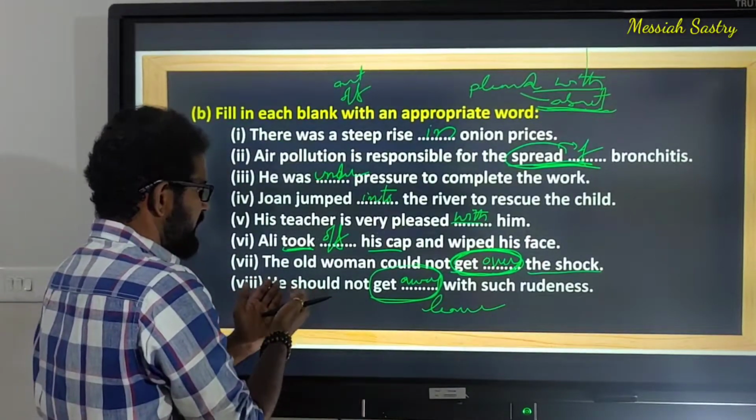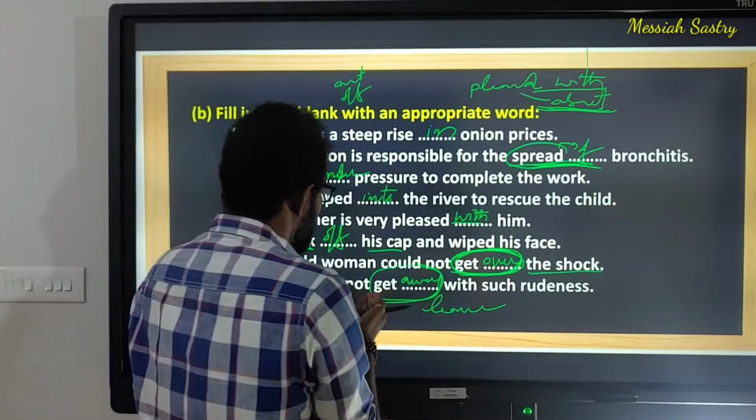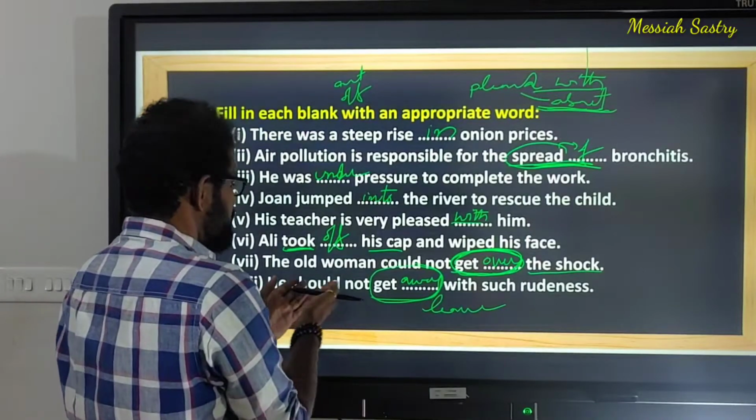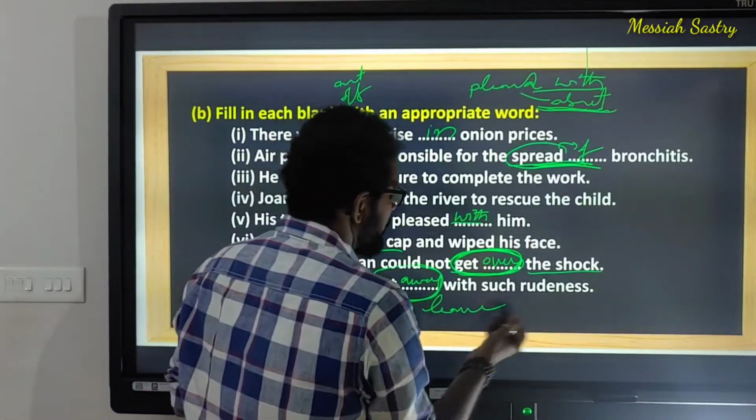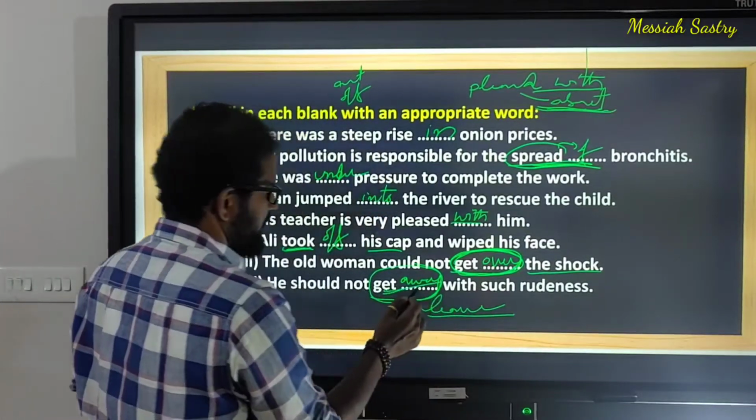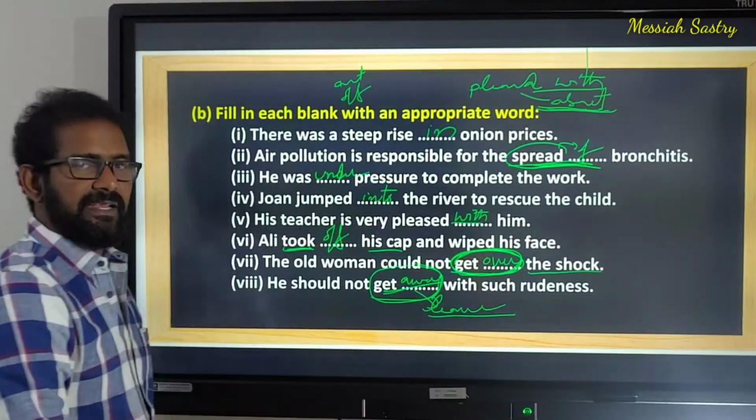Here he would not get away. He should not leave. He should not leave with such a rudeness. So get away, phrasal verb, which means leave.